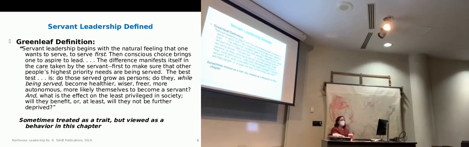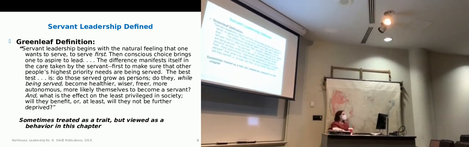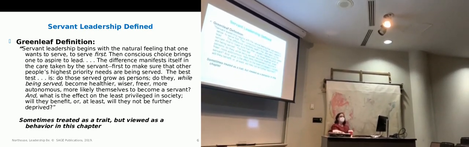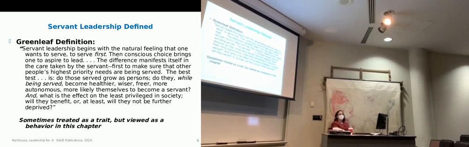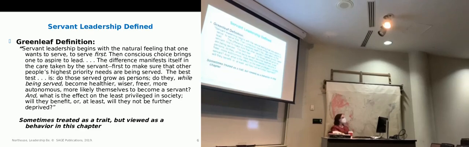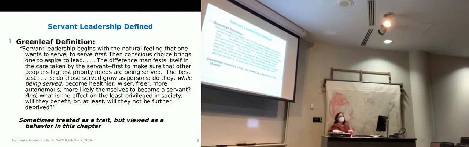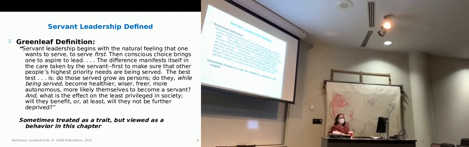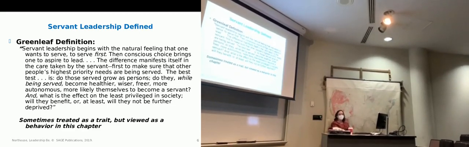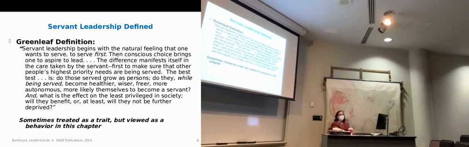Do any of our other theories, when we define what the theory is, tell us how to test it? It gives us a definition that this is what transformational leadership should be, this is what authentic leadership should be. But does it give us some tangible examples to really see if it happens or not? Not really. So how do we tell if servant leadership is happening?